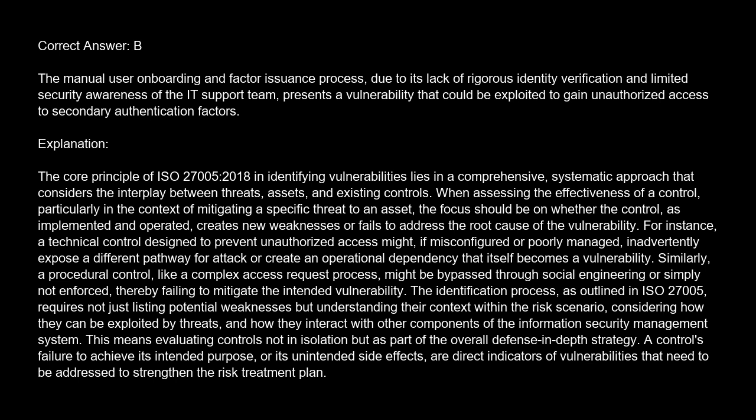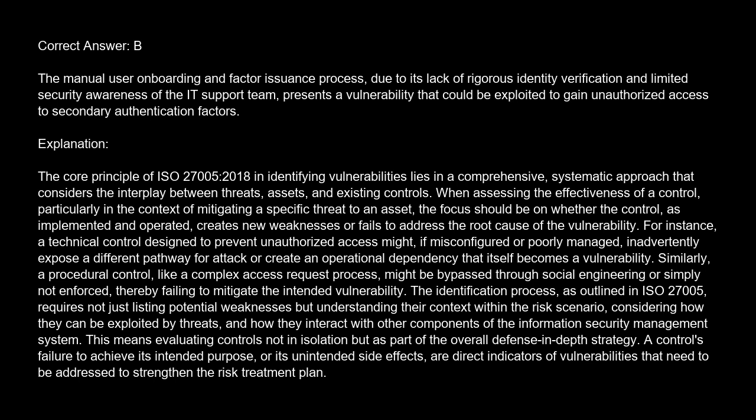Explanation. The core principle of ISO 27005/2018 in identifying vulnerabilities lies in a comprehensive, systematic approach that considers the interplay between threats, assets, and existing controls. When assessing the effectiveness of a control, particularly in the context of mitigating a specific threat to an asset, the focus should be on whether the control, as implemented and operated, creates new weaknesses or fails to address the root cause of the vulnerability.